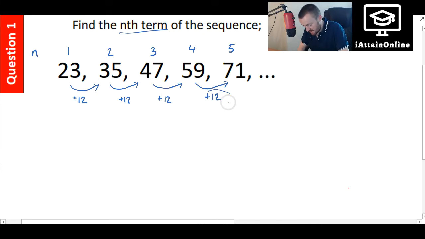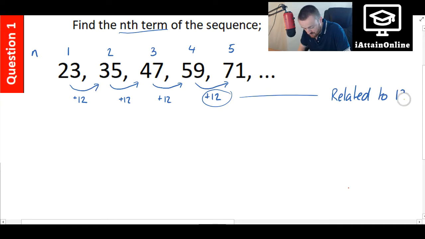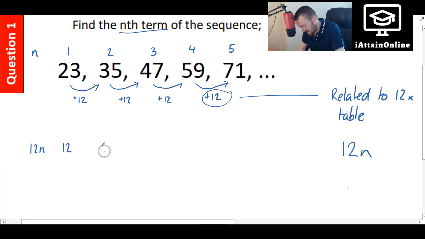Now this tells me that this sequence is related to the 12 times table. The way we write that in maths is to write 12n. All that means is your 12 times table. So underneath the n, down here somewhere, I'm going to write 12n. And then I'm just going to list out the numbers in my 12 times table. When I do this, it's really important that you line everything up. Underneath the 1 and the 23, I'm going to write 12 here. Underneath the 2 and the 35, I'm going to write the next number in my 12 times table, 24, and so on. So make sure that you are lining them up.